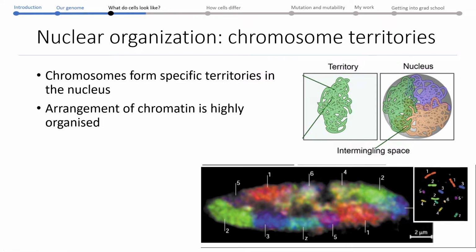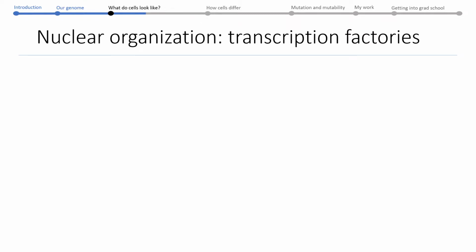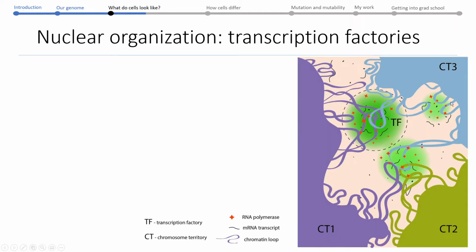All of this is to say that the arrangement of chromatin in the nucleus is highly organized, and this high degree of organization permits and enhances some important processes that occur in the nucleus. If we're zooming in, we can see 3 chromosome territories here, all of the DNA separated from each other, but with strands of chromatin interacting and intermingling in these areas here.